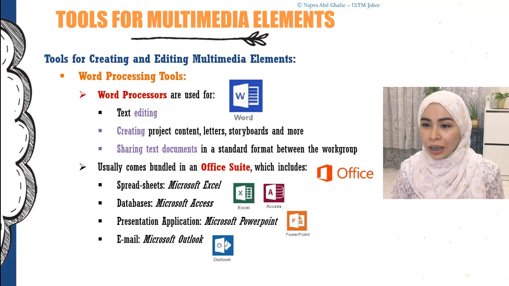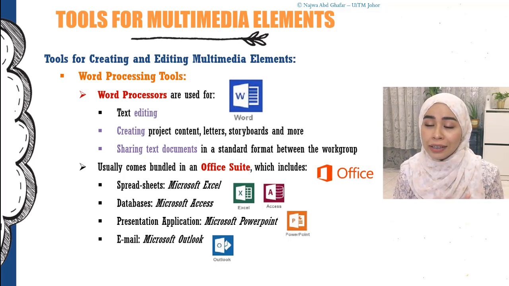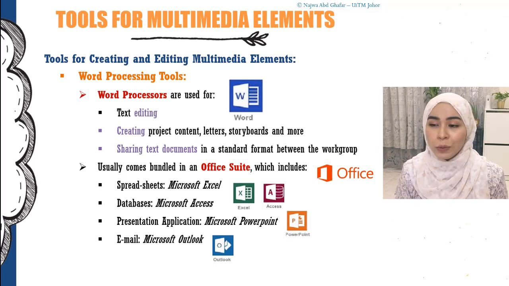If you take a look here, there are some tools that we can use to create and edit multimedia elements. For example, we can use a word processing tool. As we all know, word processors are used for editing text. It can be used to create the content of your project, if you need to do some storyboard, some letters. If you want to share any text documents with each other, you can also use a word processor for that. An example of that is Microsoft Word. So basically you're dealing with the textual part of your project.